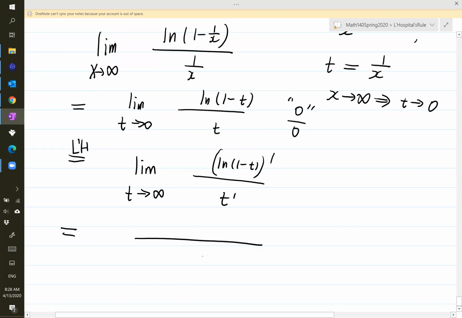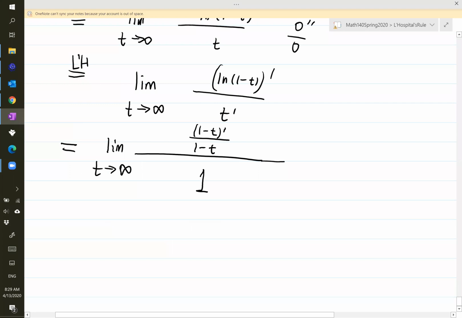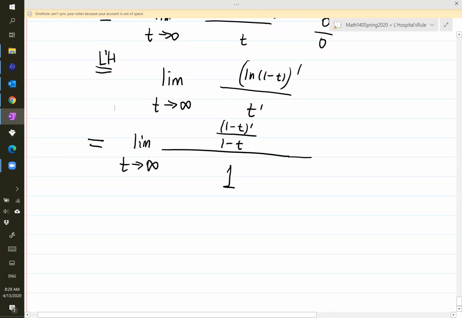The derivative of t is 1. For ln, we flip the input of ln, and then we differentiate 1 minus t. By the chain rule, logarithmic differentiation, the derivative of 1 minus t is: the derivative of 1 is 0, and the derivative of t is 1, giving 1 over 1 minus t times negative 1. Now the denominator is 1, so we just forget it. As t approaches 0, plug in t equals 0.